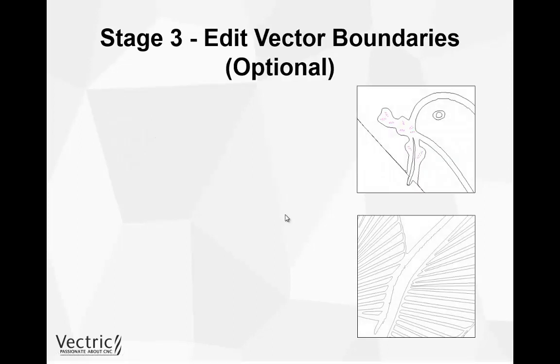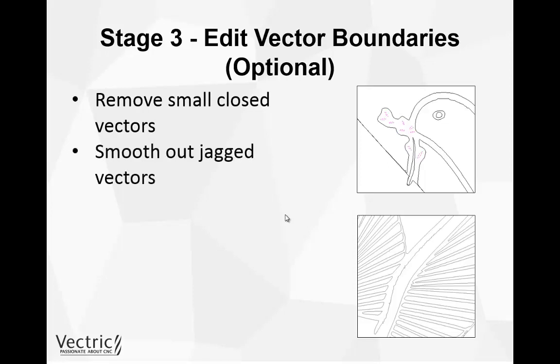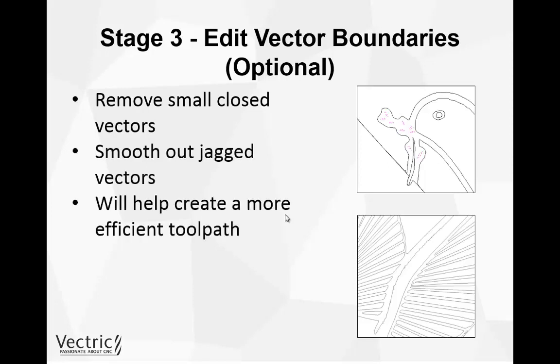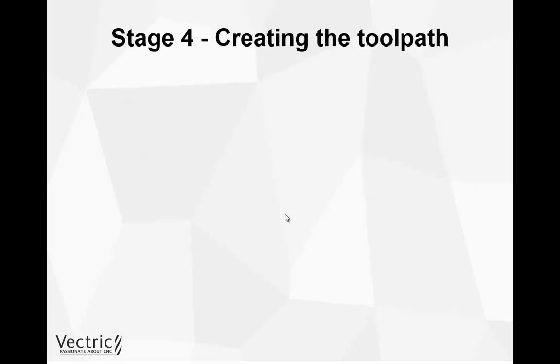Then we have stage 3, which is where we go and edit vector boundaries. Now we don't actually have to do this, but it will help us create a more efficient toolpath. So what we do is we remove any small closed vectors, we smooth out any jagged vectors, and this will help us create a much more efficient toolpath because it will have less retracts in that toolpath, which will enable it to run a lot quicker and smoother.